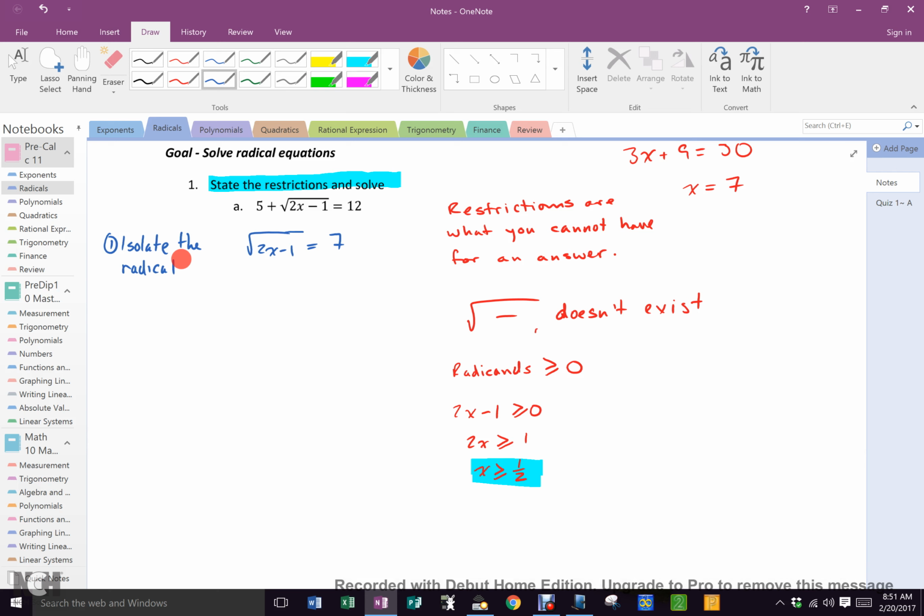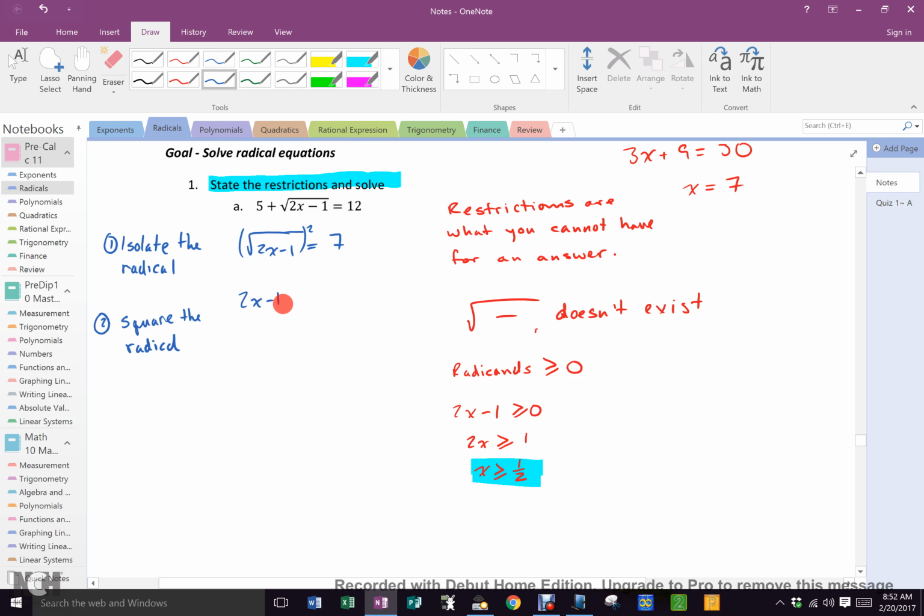Square root? Square it, right? Because in algebra, you do the opposite of what you see to get rid of it. So you see a square root. What's the opposite of square root? You square the radical. Because what did we just learn? What happens when I square a radical? It disappears.